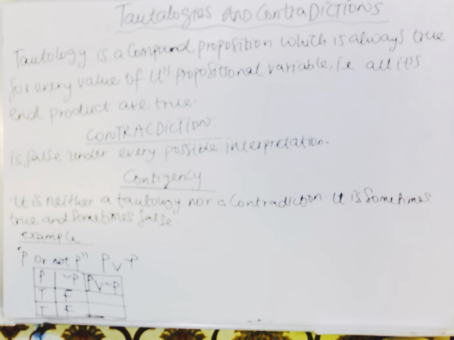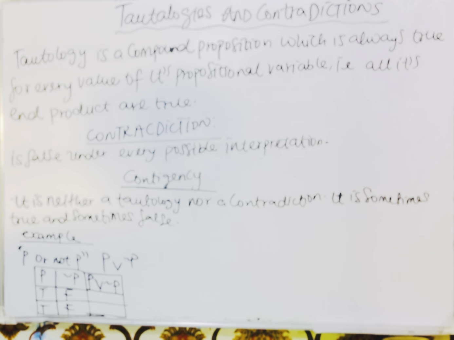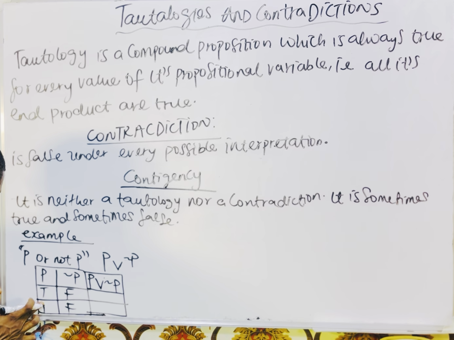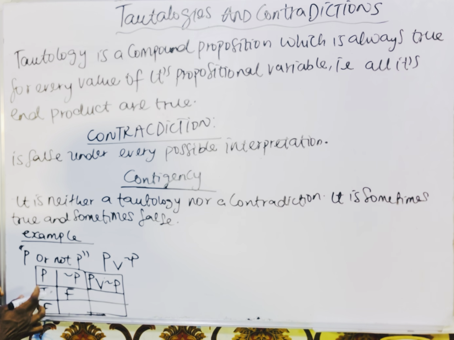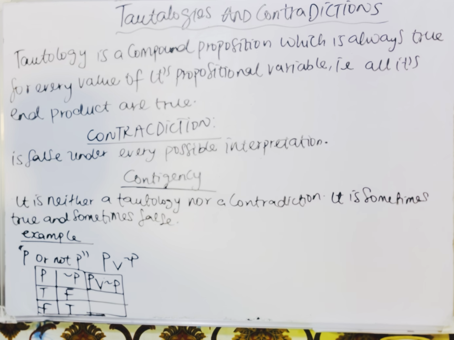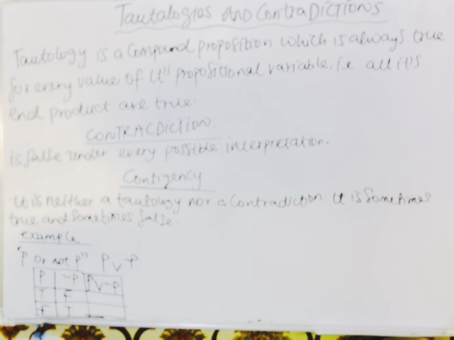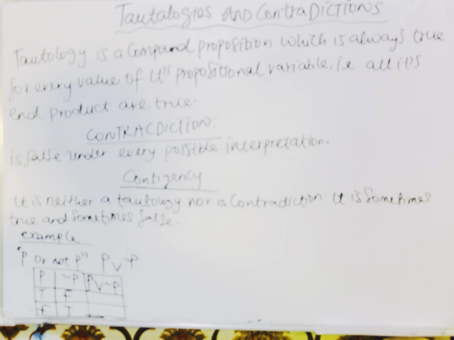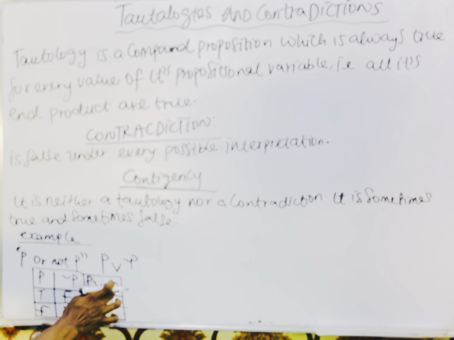I can decide to have my table like this. Not P. Negation of true is false. True, false. True, false. Negation of false is what? True. So our end product must give us true. That explains to us what a tautology is. You understand? If the end product is not true, that means it is not a tautology.